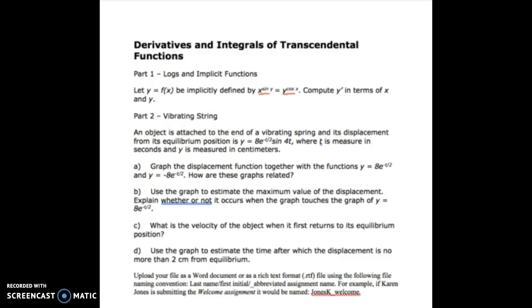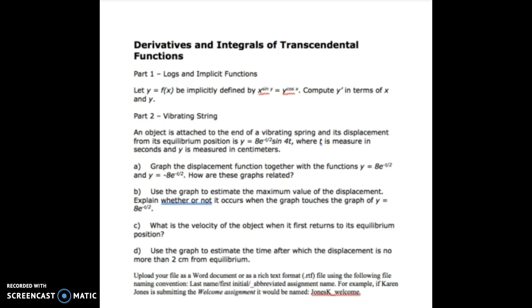Okay, so let's take a look at our derivatives and integrals of transcendental functions project. You have a part one and a part two. Part one is logs and implicit functions. The name of part one should give you a clue, or maybe even some hints, as to how to implicitly take the derivative. So just take a look at those.